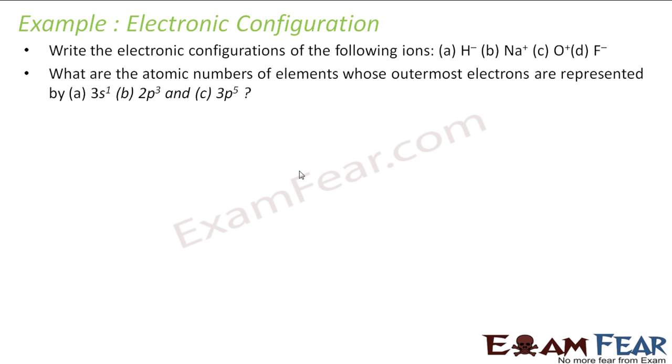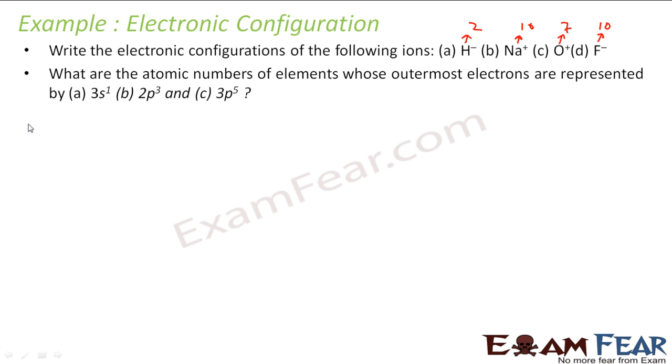Let's take some example here. The first one says: write the electronic configuration of H minus ion. H minus will have how many electrons? 2. Na plus will have, sodium has 11, 11 minus 1, 10. O plus, oxygen has 8, 8 minus 1, 7, and F minus, fluorine has 9, you add 1 because of the negative charge, 10 electrons. Correct.